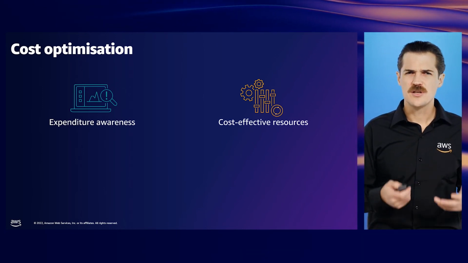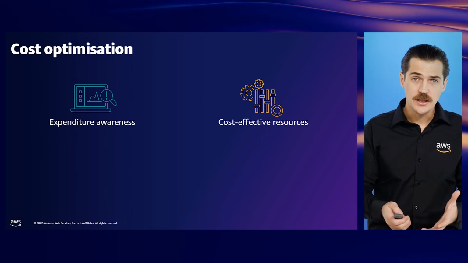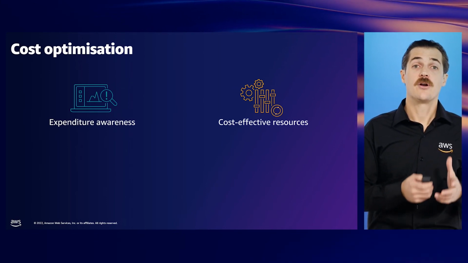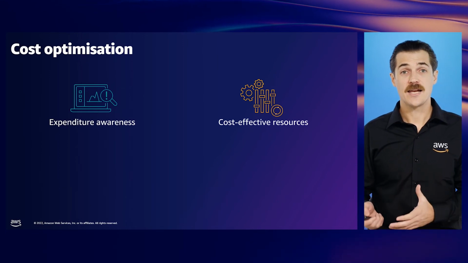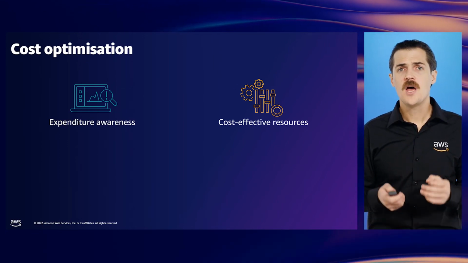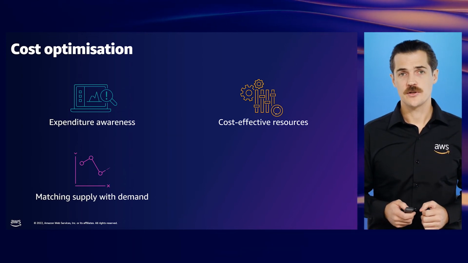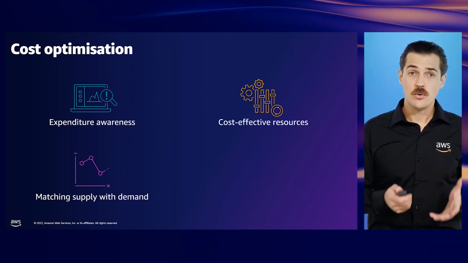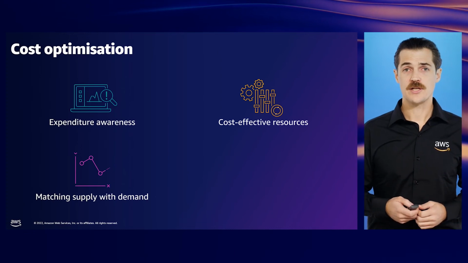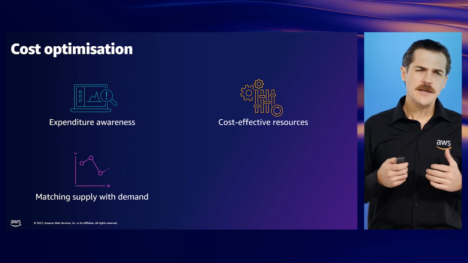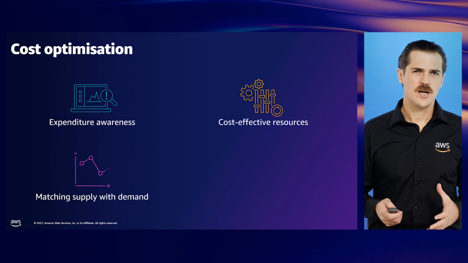So if you can use a service that automates an activity like patching, that's time the team can spend on higher value activities, like adding new features. Next, match your supply of resources with the demands of your users. Leverage technologies like autoscaling to help automate optimal resource usage. Keep cost effectiveness in mind here as well.